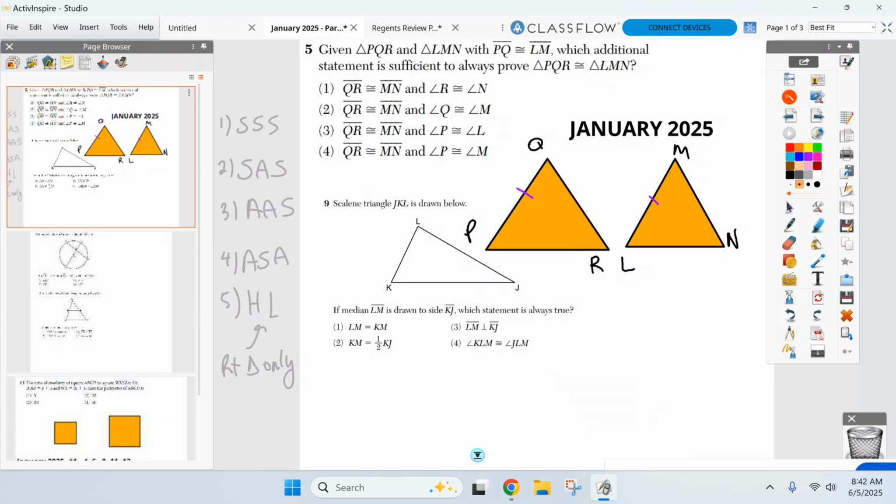Let's keep going here. What if QR was congruent to MN and Q is congruent to M? Is that one of my methods? Yep, that is what method? That's side, angle, side. So that is enough information to prove the triangles congruent because that is side, angle, side. The other 2 probably will be side, side, angle. Questions? All right, I'm moving on to 9.